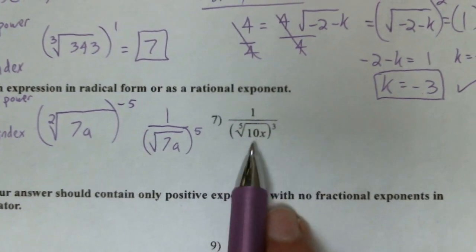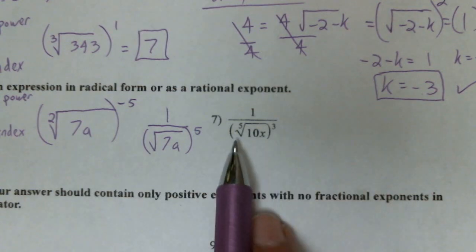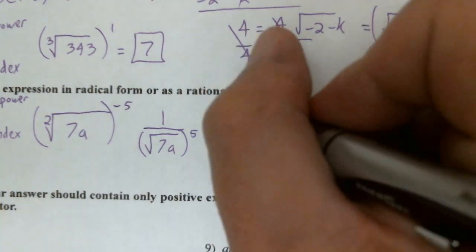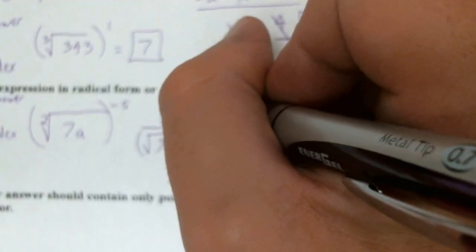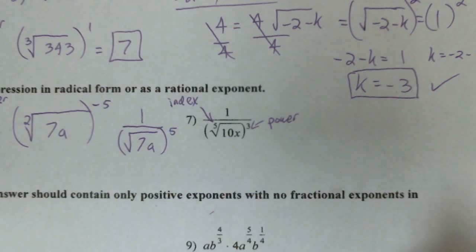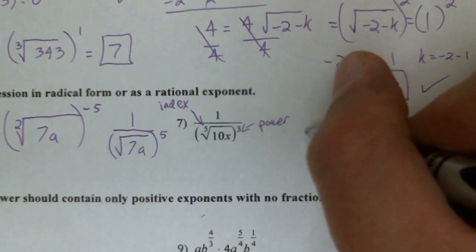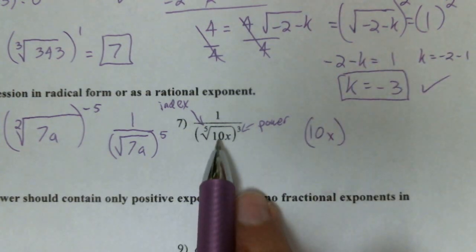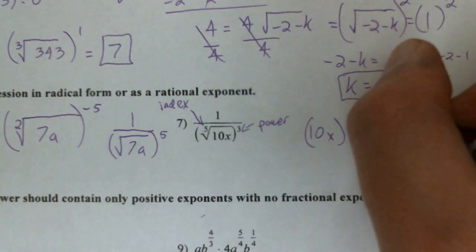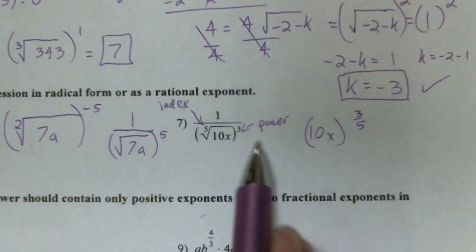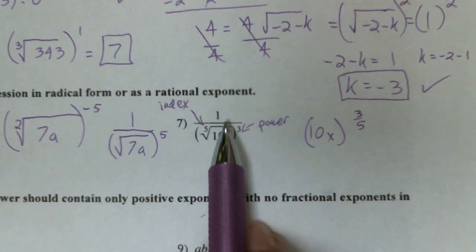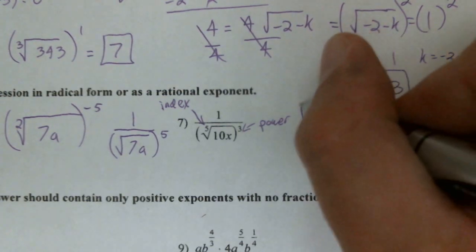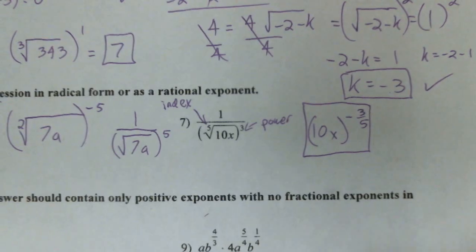Number 7, we're going backwards. We're starting with a radical and we're going to the exponent. Okay, so there is my power, and there the 5 is my index. Okay, power over index, power over index. All right, so this is going to be 10x raised to the power over index, 3 over 5. But notice that all of this was on the bottom. So that means my exponent is going to be negative 10x to the negative 3/5.